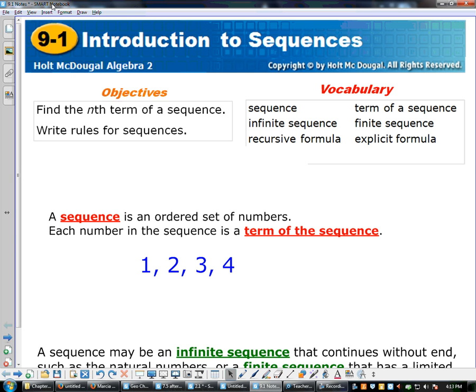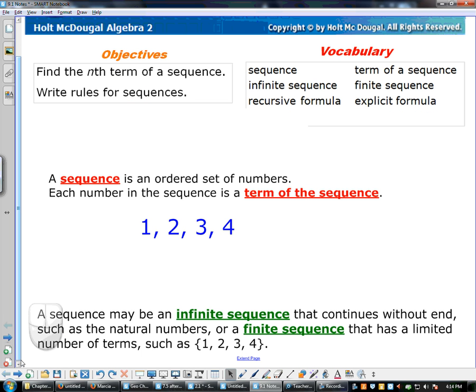So a sequence is an ordered set of numbers. Each number in the sequence is a term of the sequence. So if we have a sequence like 1, 2, 3, 4, 1 would be the first term, 2 would be the second term, 3 would be, that's pretty obvious. Okay, so a sequence may be an infinite sequence that continues without end, such as the natural numbers, or a finite sequence that has a limited number of terms, such as that last sequence that we just looked at.